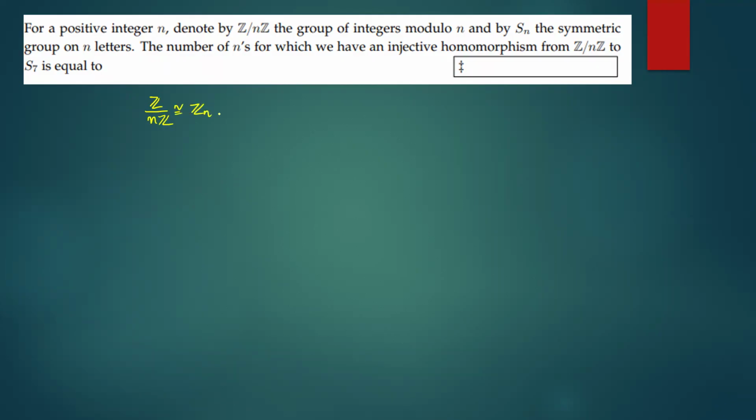We have a group which is the cyclic group of order n, and Sn the symmetric group on n letters. So we are given two groups, and we are asked for how many values of n we have an injective homomorphism from Zn to S7. So we have an injective homomorphism from Zn to S7, and how many such values of n are possible? This is what they are asked, and this homomorphism has to be injective.